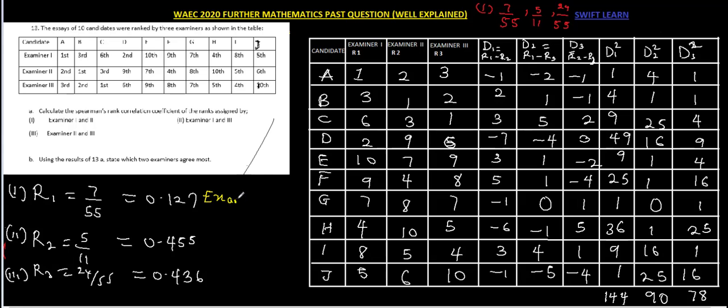Examiner 2 and 3. Okay, let's put the example: examiner 2 and 3 agree the most, because these values are somewhat similar. So moving on to question 14.